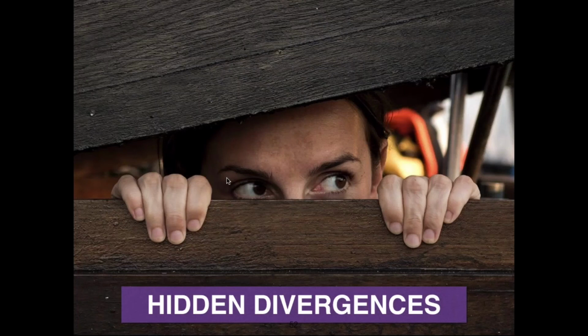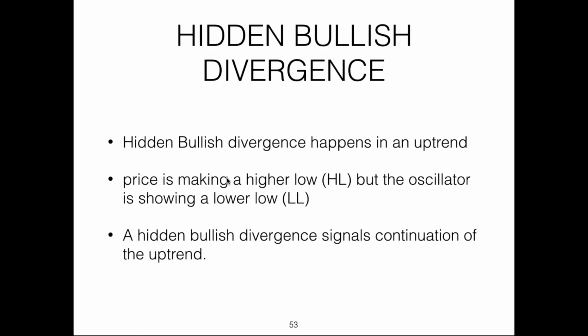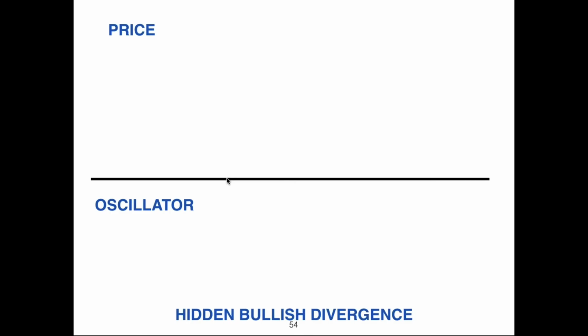So we have already discussed regular divergences. Let's talk about hidden divergences. Hidden divergences signal continuation of a trend. So if your existing trend is bullish, a bullish hidden divergence tells you that the upside will continue. If your existing trend is bearish, a bearish hidden divergence tells you that the downtrend will continue. These hidden divergences happen at corrections or consolidation points within the uptrend or the downtrend. Hidden divergences are the trend follower's best friend.